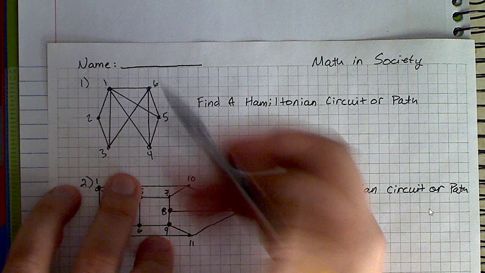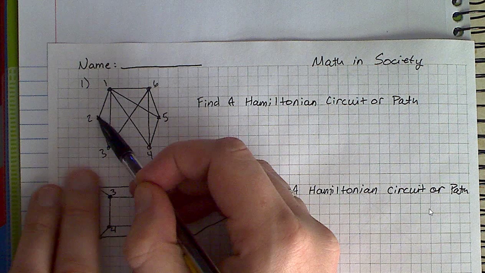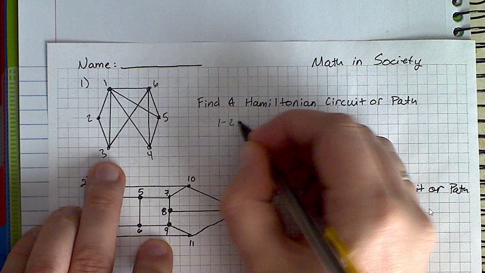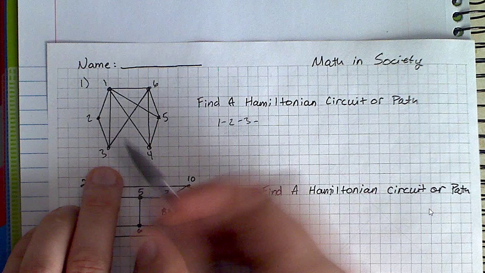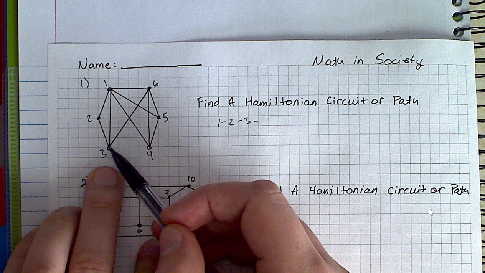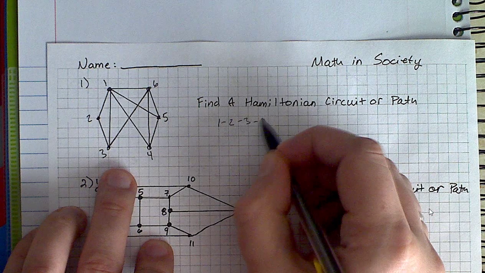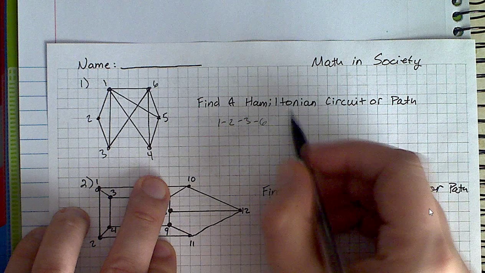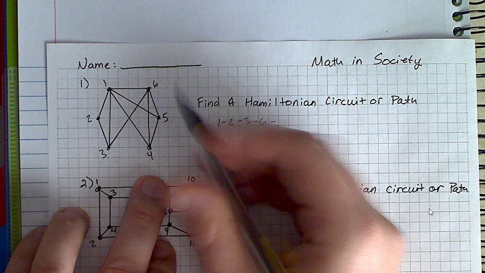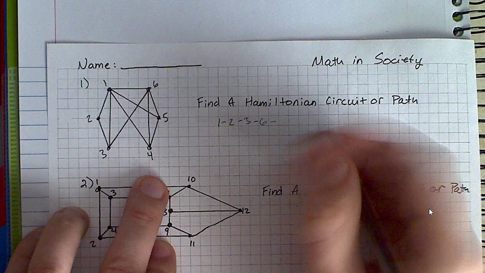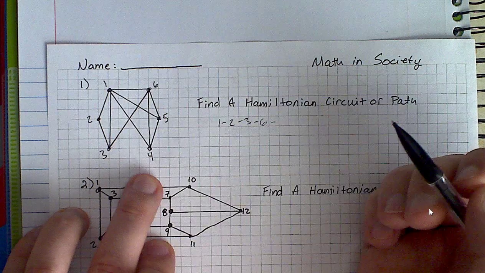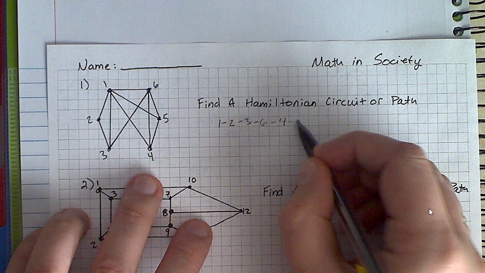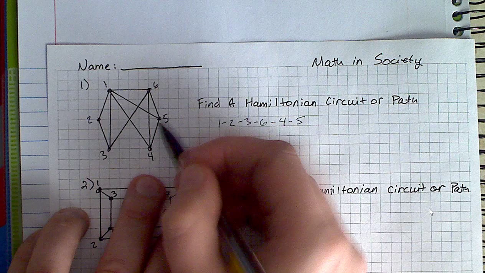So we could go from 1 to 2, from 2 to 3. So you could go 1 to 2 to 3, and then from 3, where could you go? Up to 6, so from 3 to 6. And then from 6, where could you go? You could go down to 4 and then up to 5, or you could go down to 5 and down to 4. It doesn't matter. So let me say I went down to 4 and then over to 5. And then once I'm at 5, I could go back to 1.